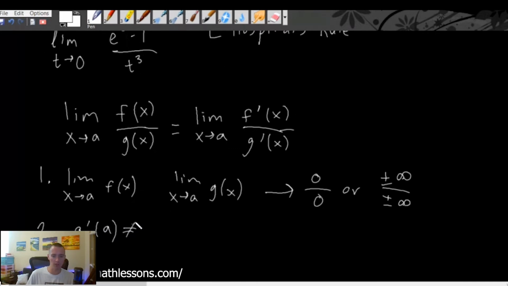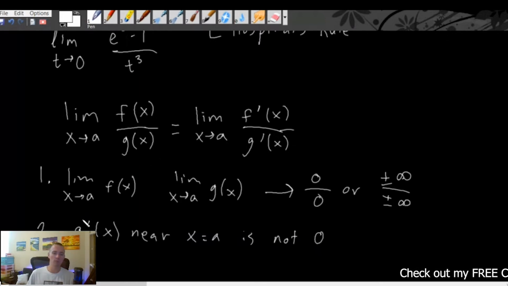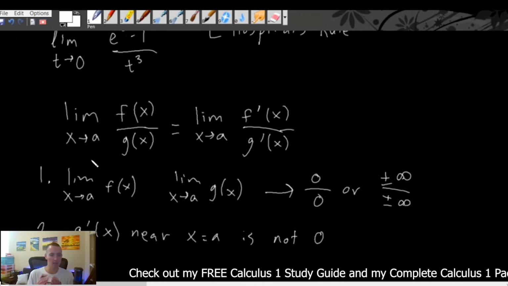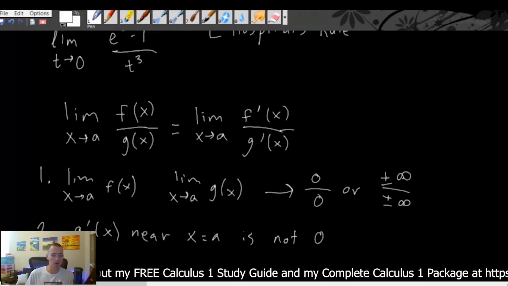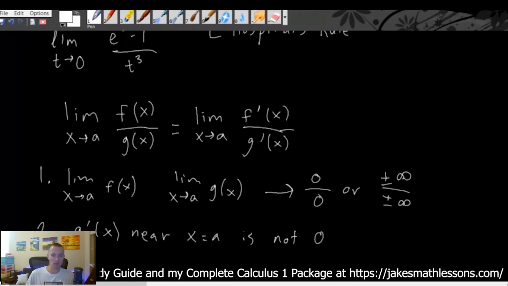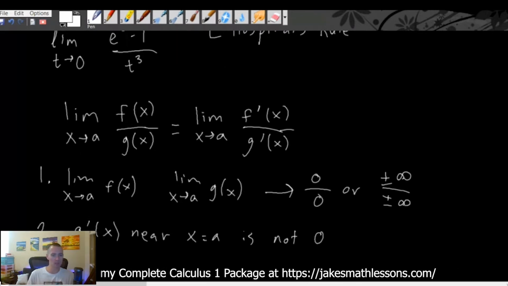But what we need to make sure is not true is instead that g prime of x near x equals a is not 0. The reason for that is limits really don't care what's happening at this point. At x equals a has no impact on this limit. But as x is getting really close to a, in the neighborhood of a, if g prime of x equals 0 in that little neighborhood, then we may run into some issues, and we shouldn't be using L'Hopital's rule.